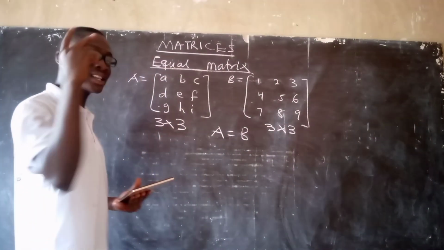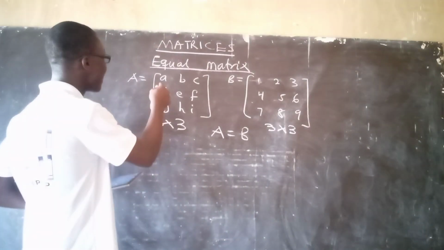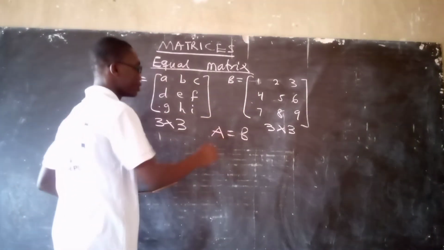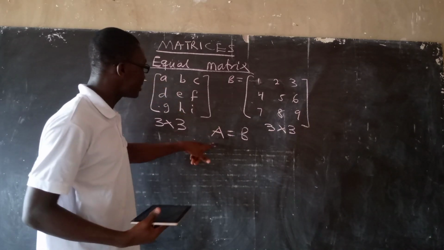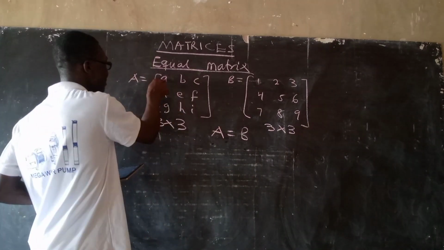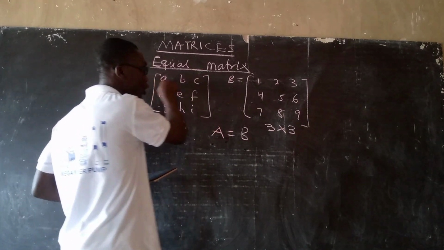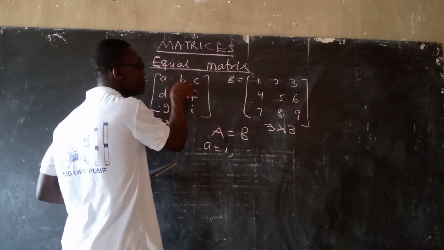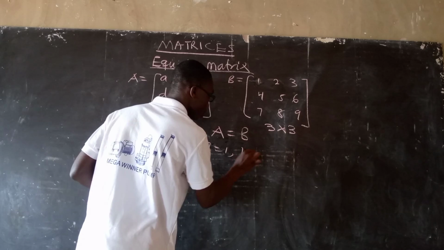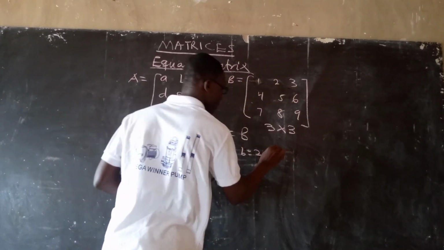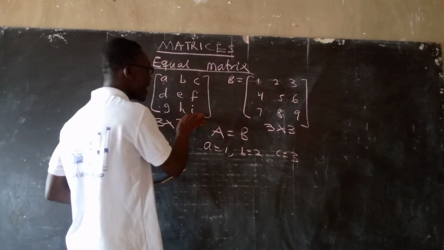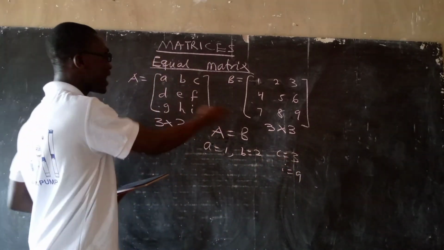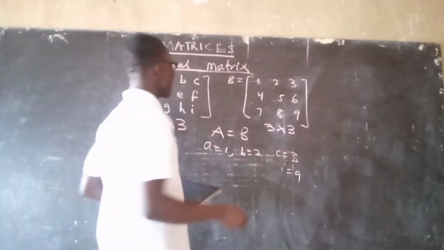Now the second condition is that they must also have the same number of elements or number of entries. So you are saying that A is equal to B. It means that the entry A is equal to 1, the entry B is equal to 2, C is equal to 3, I is equal to 9, and so on. So these are equal matrices. Let's check this one too.